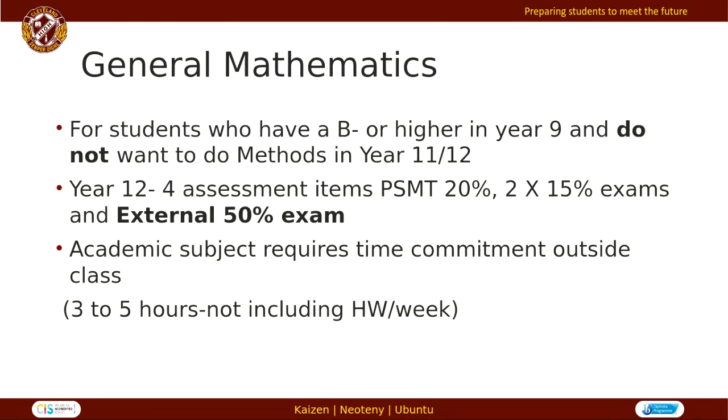Then there is general mathematics. General mathematics is for students who have a B- or higher in year 9 and do not want to do methods in year 11 or 12. In year 12, there are 4 assessment items. There's a PSMT or an assignment, which is worth 20%. There are 2 internal exams worth 15% each. And unlike essential mathematics, there is an external exam of 50%.